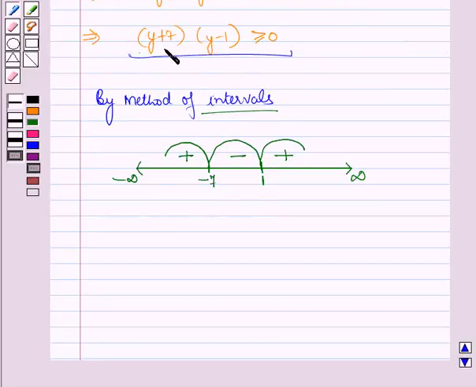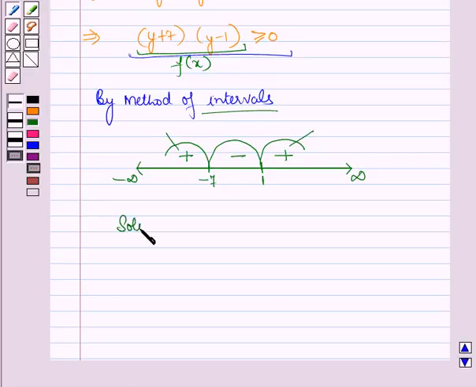Now let (y + 7)(y - 1) be f(x). So f(x) will be greater than or equal to 0 in the region, that is, in the intervals with positive signs.